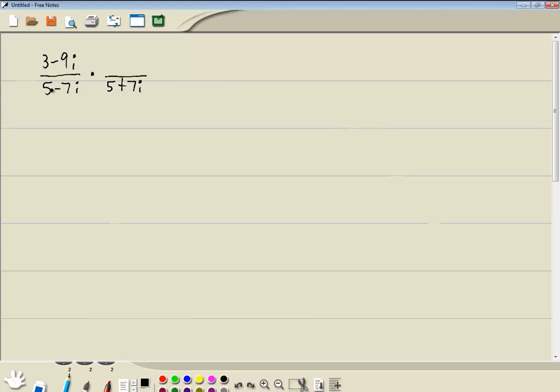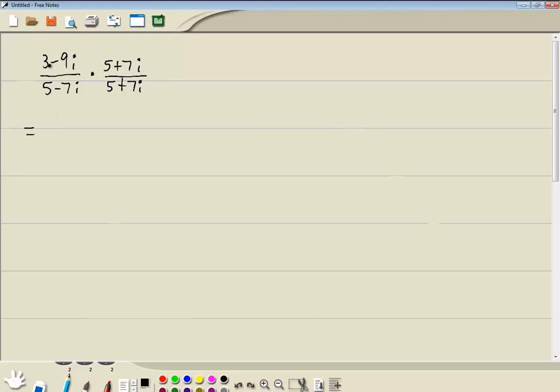Conjugate. First parts are the same, 5 and 5. Last parts are the same, 7i and 7i. But the sign in the middle is different. See how this is a minus and this is a plus. Now whatever you multiply by the bottom, by the denominator, you also have to multiply by the top, the numerator. So I'll multiply the top part by 5 plus 7i.